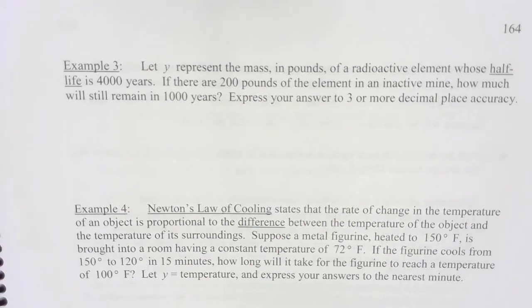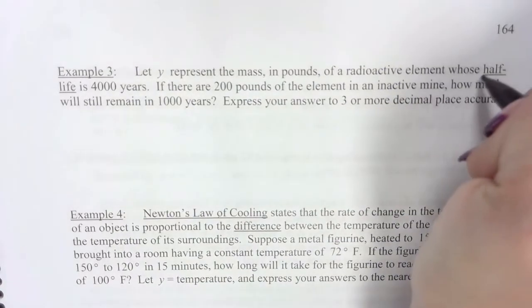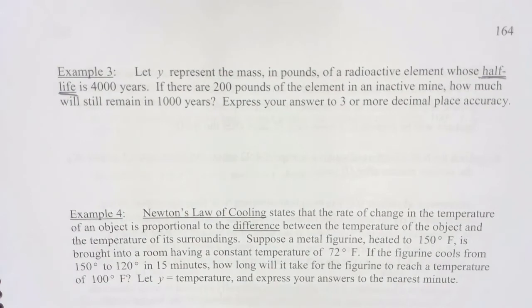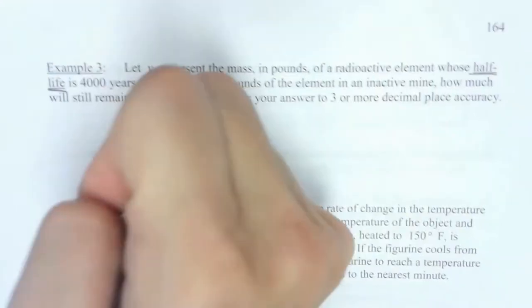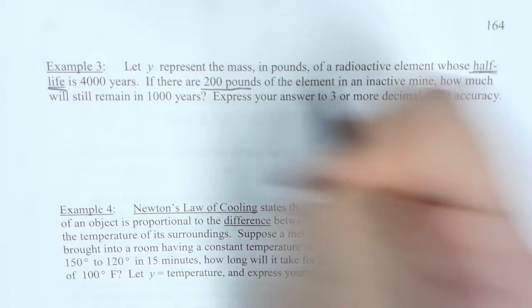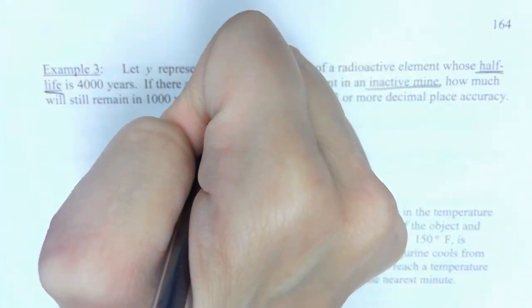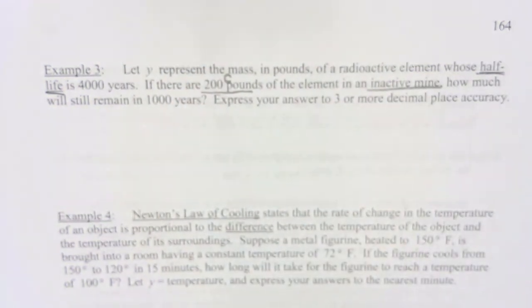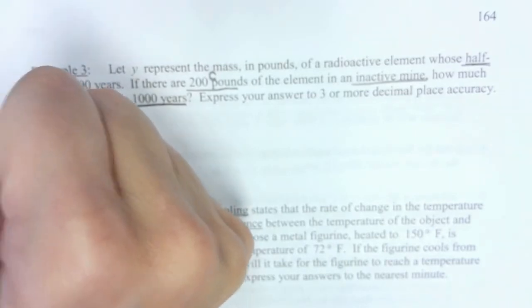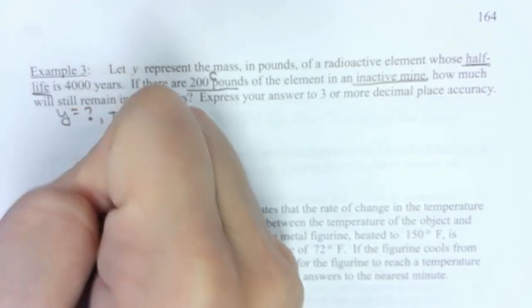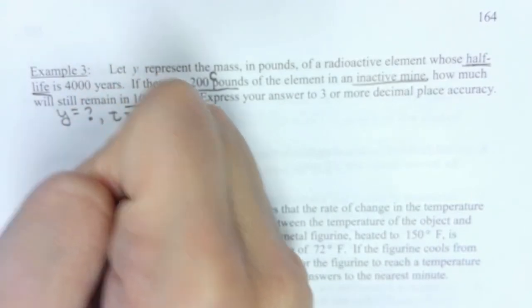Let y represent the mass in pounds of a radioactive element whose half-life is... So we're dealing with the same situation, except it's half the original amount in 4,000 years. If there are 200 pounds of the element in an inactive mine, so that's actually our C. How much will remain in 1,000 years? So we are saying, what is y when t equals 1,000?